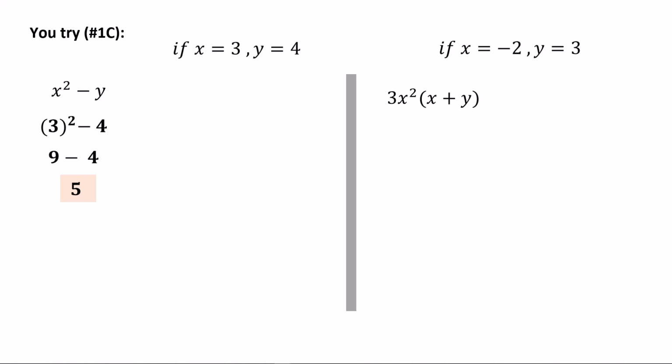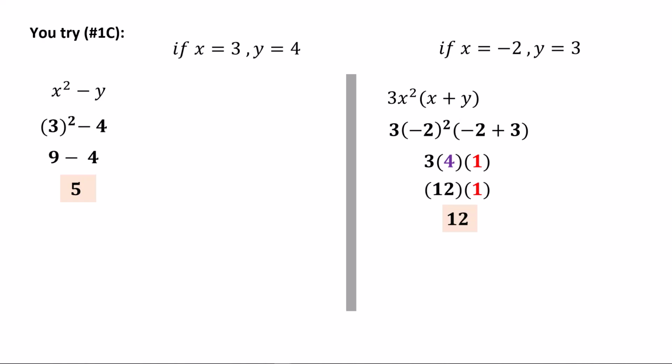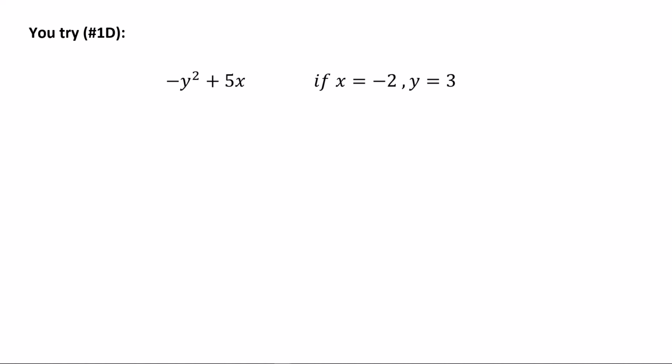In this next exercise, x is negative 2 and y is 3. So the expression 3x squared times x plus y, when we substitute, we get 3 times negative 2 squared times negative 2 plus 3. Evaluating this, we get 3 times 4, the result of negative 2 squared, and negative 2 plus 3 becomes 1. So 3 times 4 times 1 is 12 times 1, which is 12. Try this next problem.